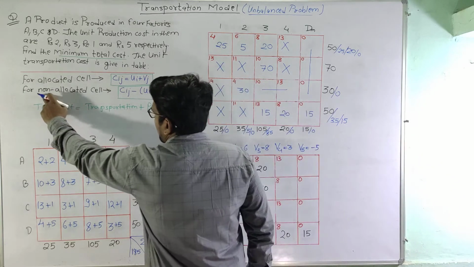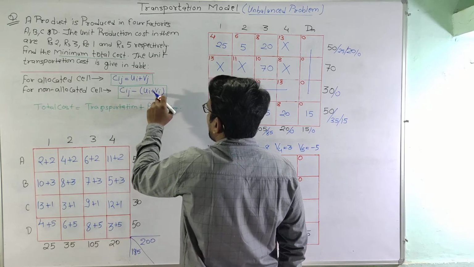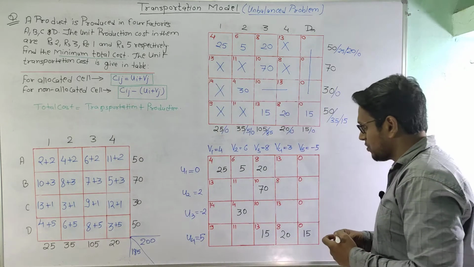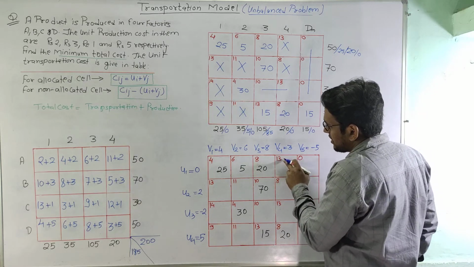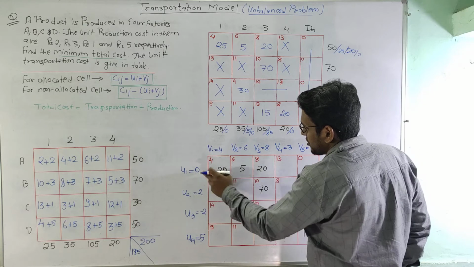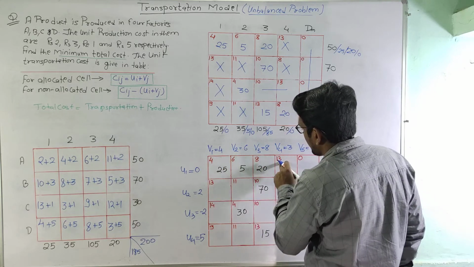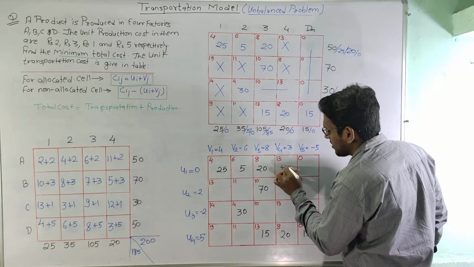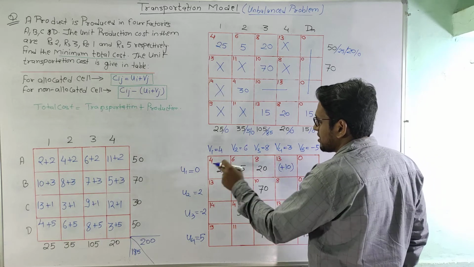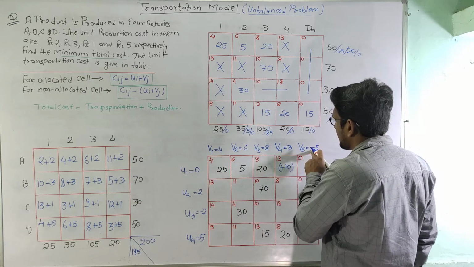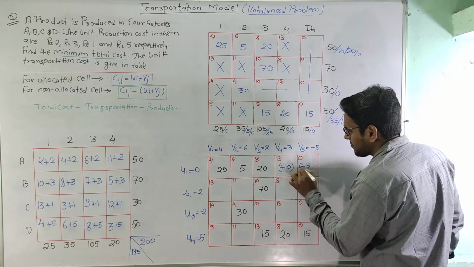We calculate the values at non-basic cells as Cij minus (ui plus vj). So here, for this cell, Cij is 13 minus (ui plus vj). That means 13 minus (0 plus 3), that means 13 minus 3 is plus 10. So this is plus 10. Similarly here, 0 minus (minus 5), that means plus 5. So this will be plus 5.